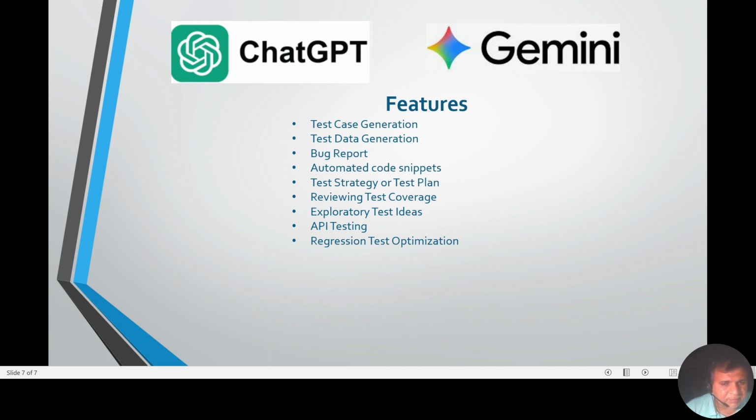Learning and upskilling we can also do. It can help us in learning QA concepts, sample automation frameworks, debugging code snippets. All these things we can learn from ChatGPT or Gemini. So I would suggest go through these key features, advantages and disadvantages of all these tools, and try to implement them in your project.